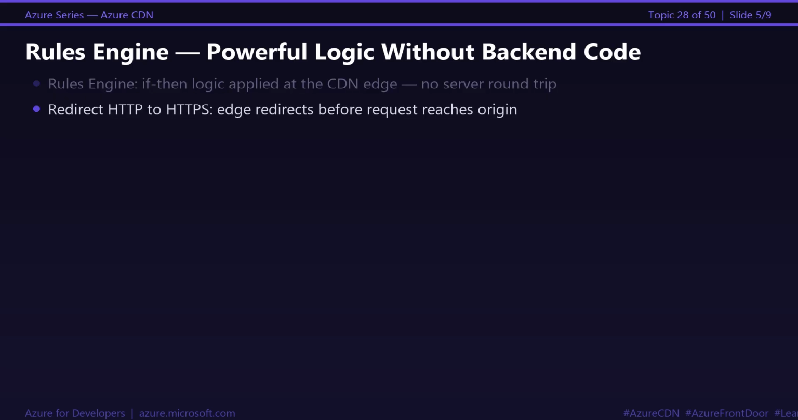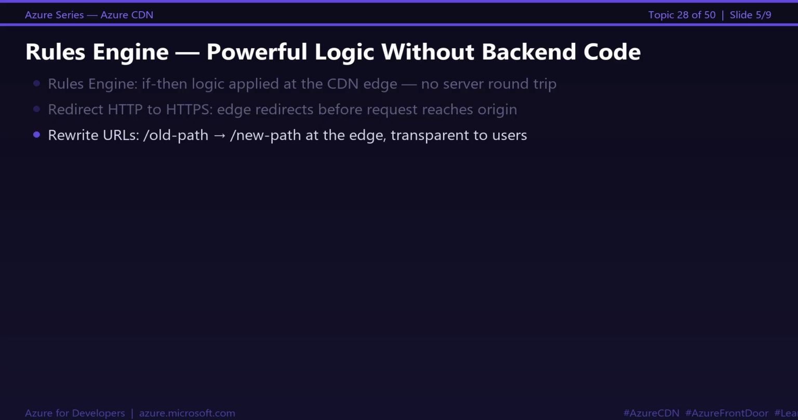URL rewriting. Your old marketing site used /products/item name. The new site uses /shop/item name. Rule: rewrite incoming old URLs to new paths transparently. Users' bookmarks keep working. Search engine rankings are preserved.